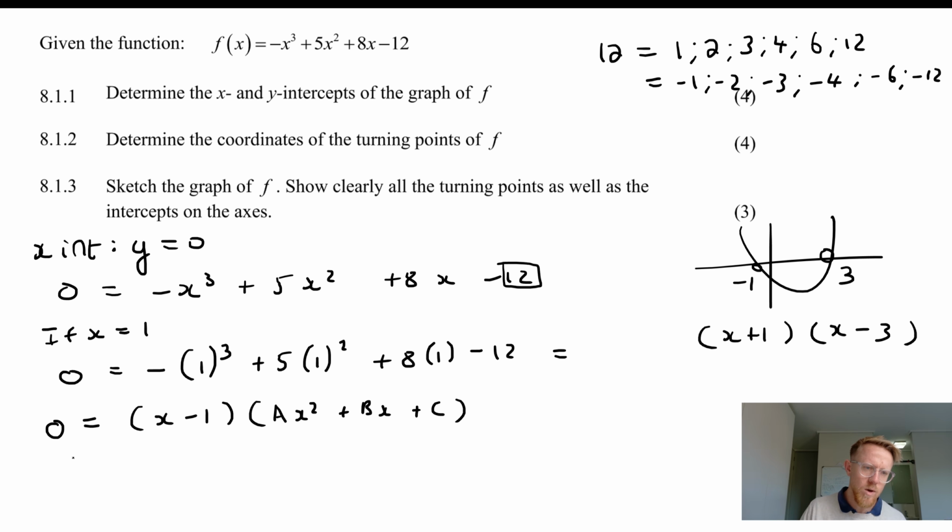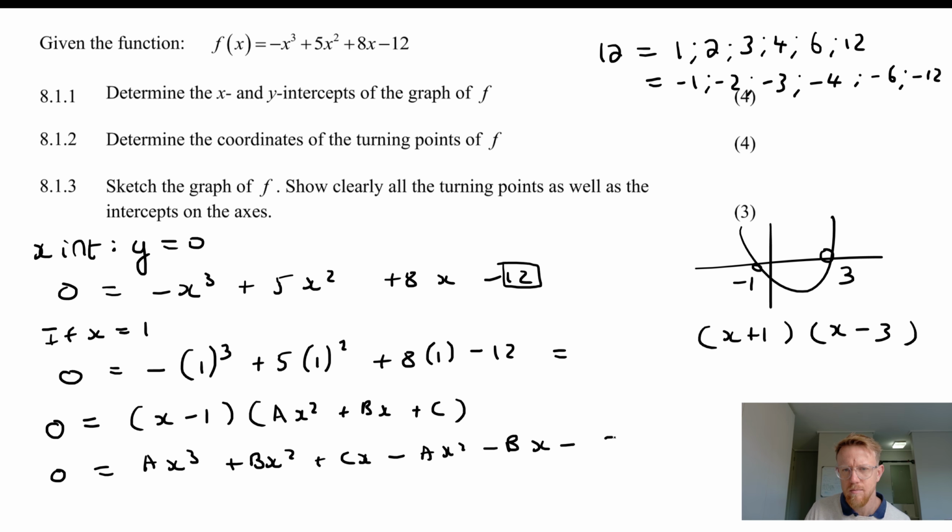Okay, so what I now tell learners to do is go multiply these two brackets together. If you multiply those two brackets together, it's going to give you ax cubed plus bx squared plus cx minus ax squared minus bx minus c. Then just rearrange everything so that your x cubes are together.